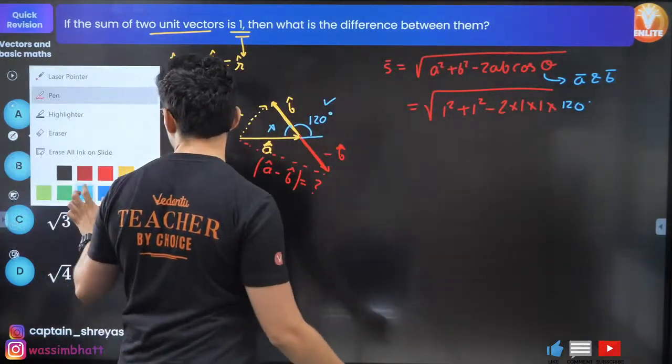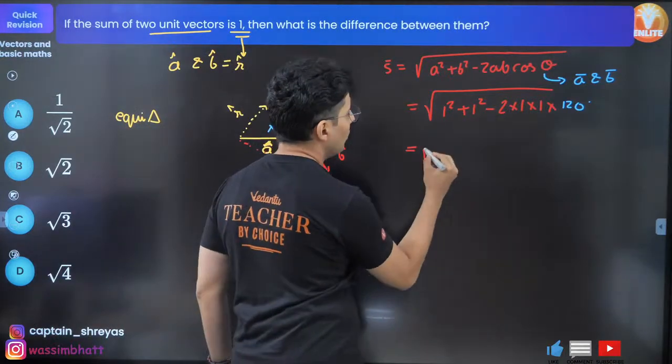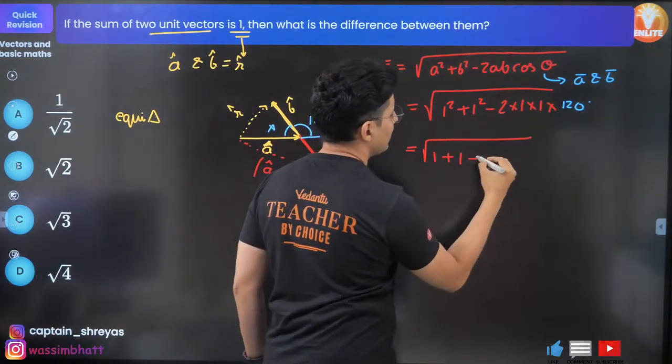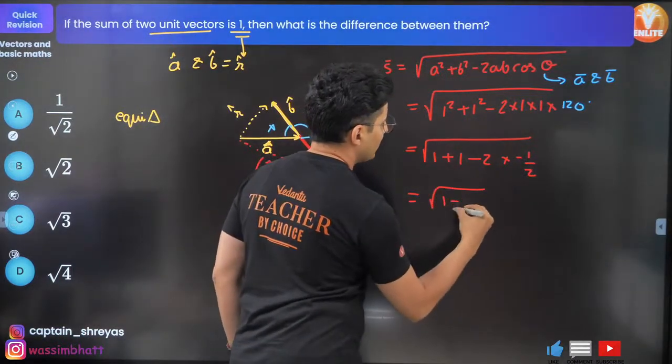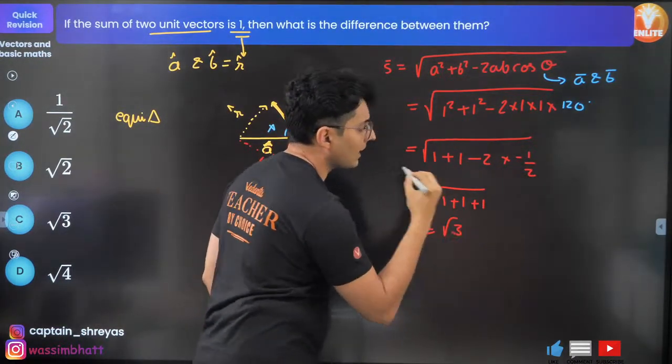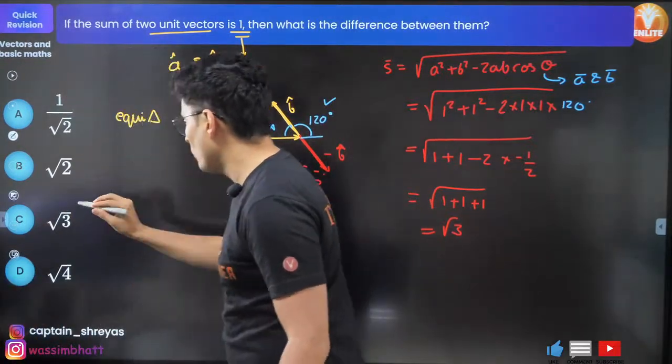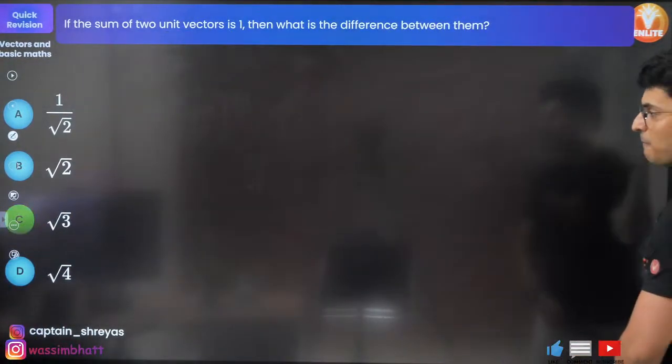Now you know cos 120 is nothing but minus half. So this will be 1 plus 1 minus 2 into minus half. So it will be nothing but 1 plus 1 plus 1, which is nothing but root 3. Hence the correct answer should be root 3, which is option C, guys.